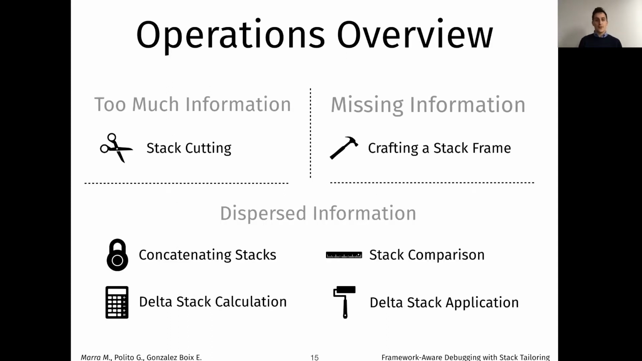Here you can see an overview of the 6 stack operations. To deal with the problem of too much information, we propose to use stack cutting. To deal with the problem of missing information, we propose the crafting of a stack frame. And to deal with dispersed information, we propose 4 different operations: 1, to concatenate the call stacks, and 3, to compare, calculate, and apply the difference between call stacks.